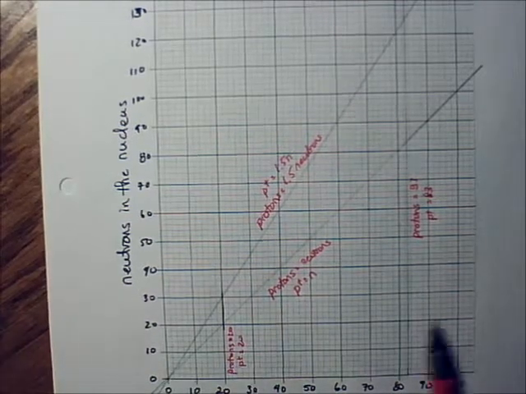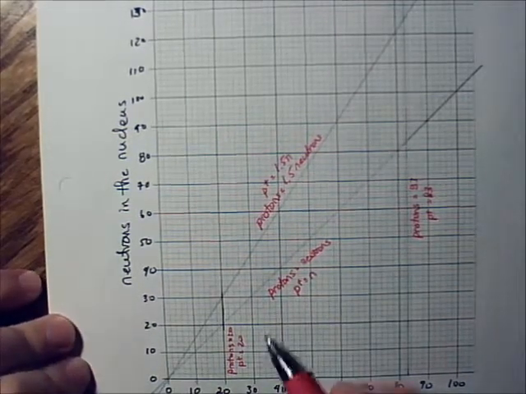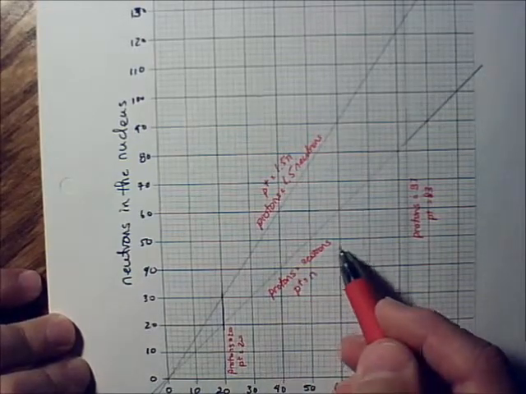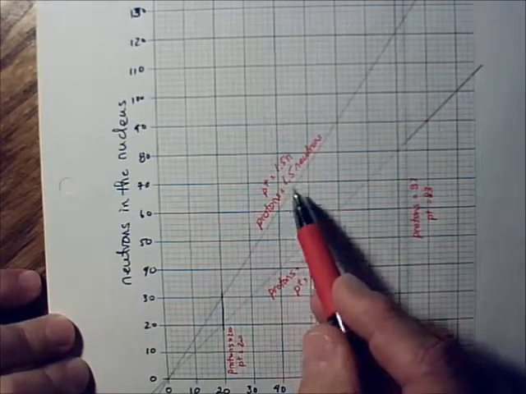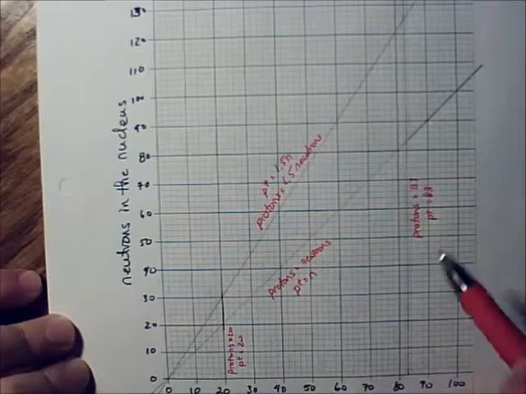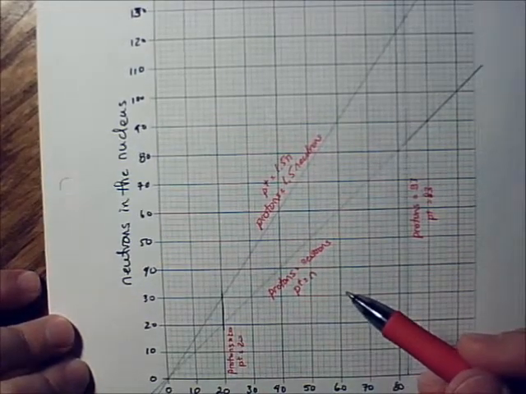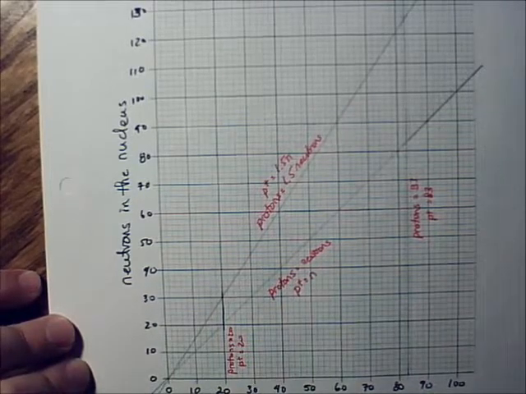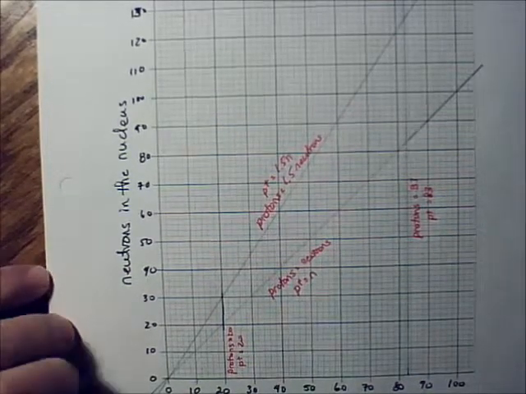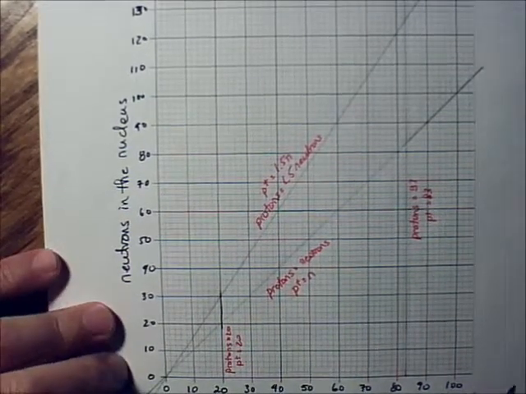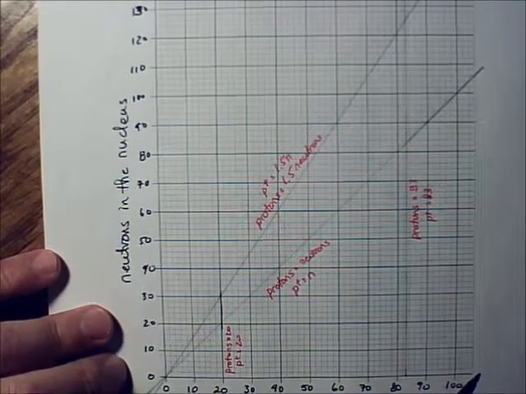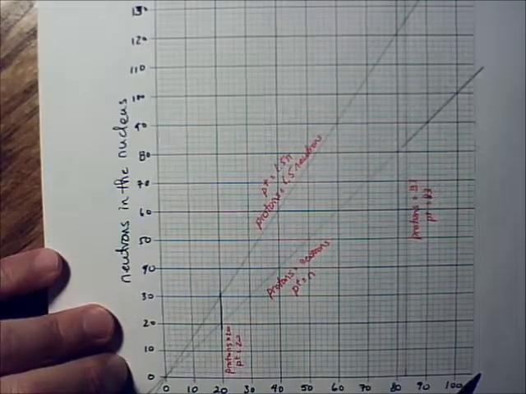Okay, these are all our guidelines here. So you need to know these guidelines. Protons equals neutrons. Protons equals 1.5 neutrons. Protons equals 83, and protons equals 20. And if you have these guidelines, then we can figure out, generally speaking, where the stable isotopes are.